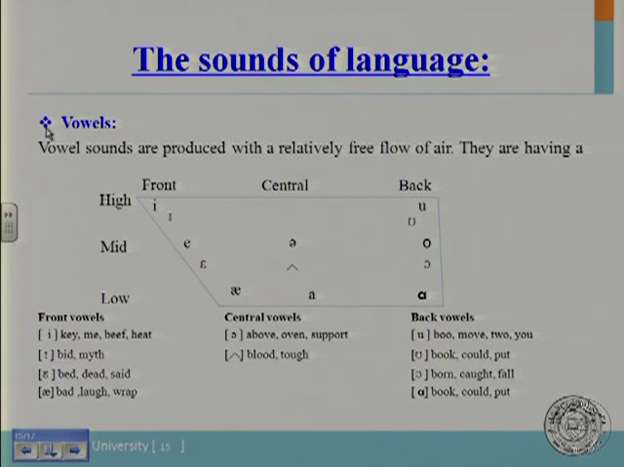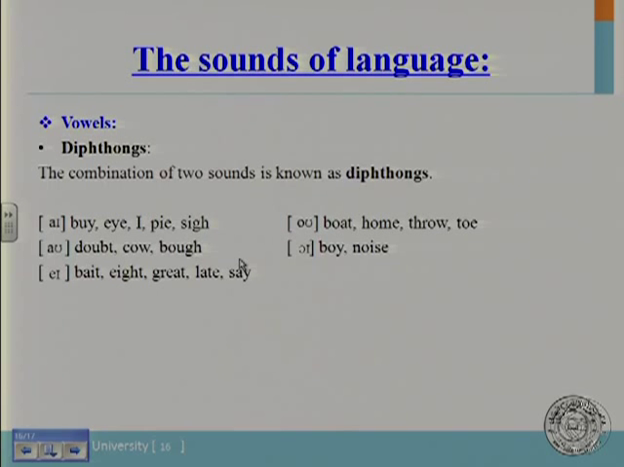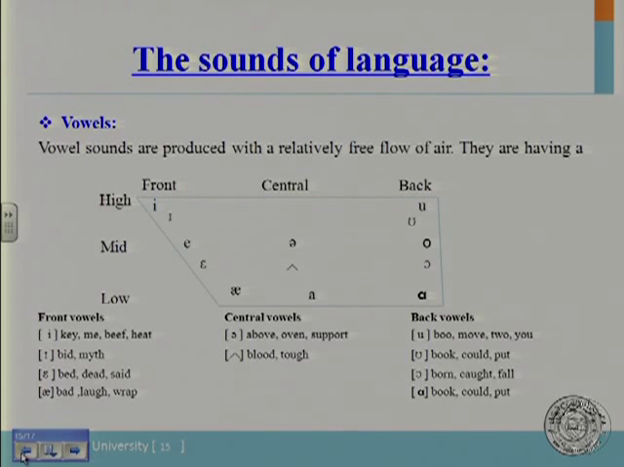We have front and back. Imagine that this is the front part of the mouth and this is the back part of the mouth. At the same time, the level of the tongue is high and low. For example, if you say "heat", you can feel that your mouth is closed. When you say the other sound, you can feel that your mouth opens wider. So we have front, back, high, and low.